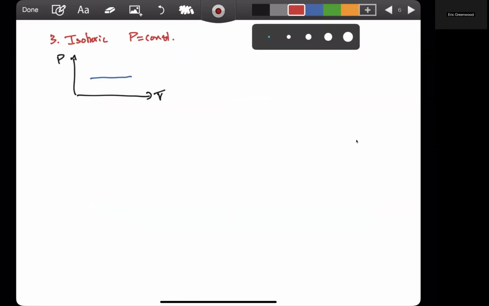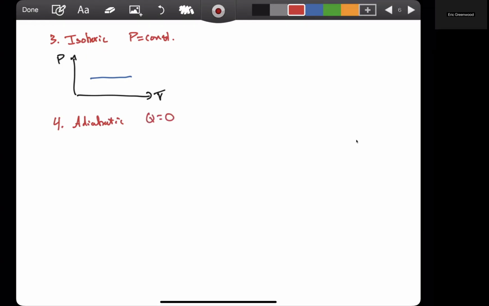Next up, number 4, we have adiabatic. For adiabatic, the heat flow is equal to 0, which means there's no heat exchange. My PV diagram looks very similar to an isotherm, but it's a lot sharper. So instead of a 1 over V, it's more like a 1 over V squared. So this is going to 0 much quicker than that one is. So it's a lot sharper in this case.